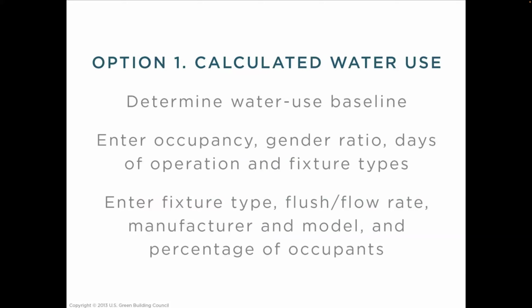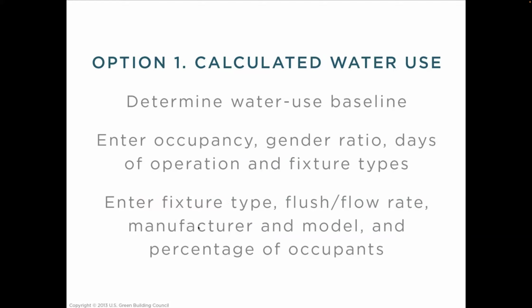All right, so calculated water use. Again, I'm going to show you the calculator so you can see that. Essentially, you have to enter the amount of occupancy, so FTEs and guests. Gender ratio you assume is 50-50. Then the days of operation and your fixture types. You enter the fixture type, the flow rates, and so forth.